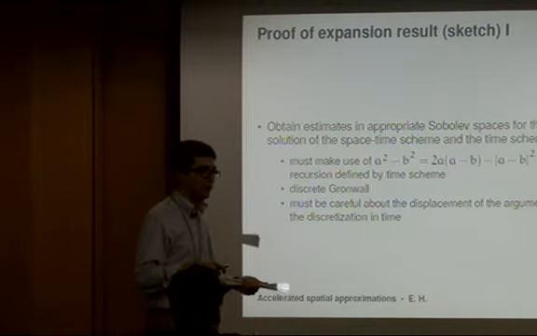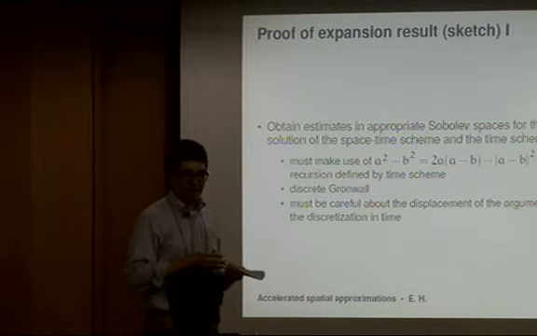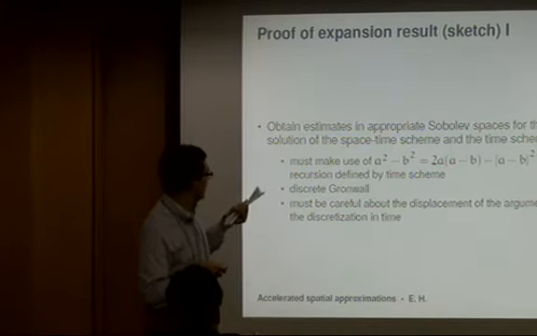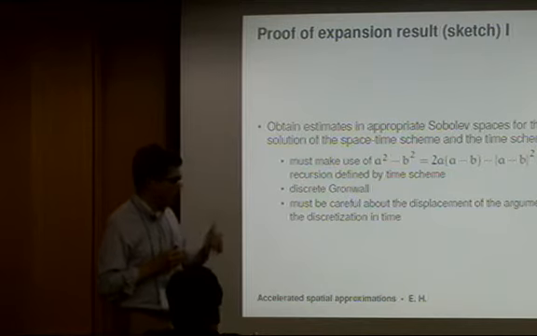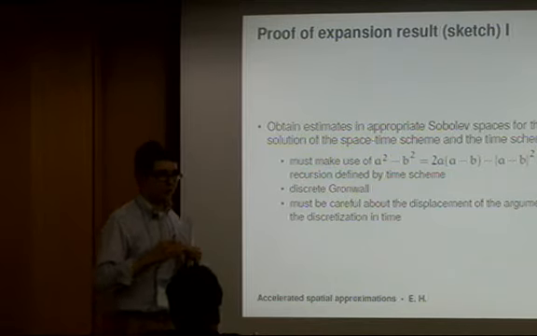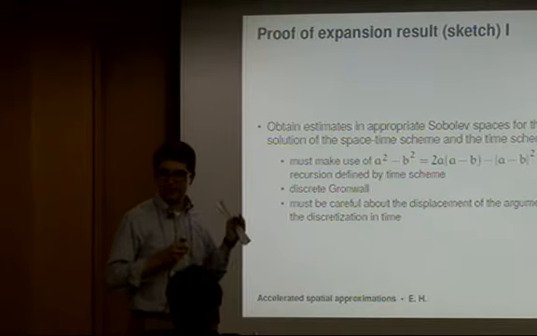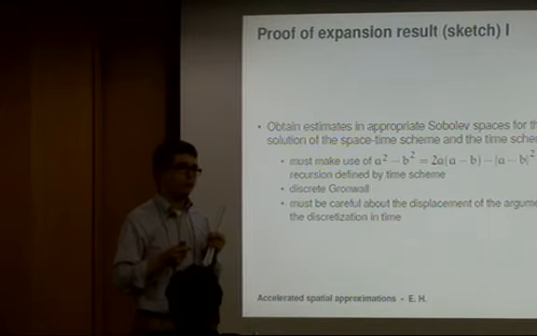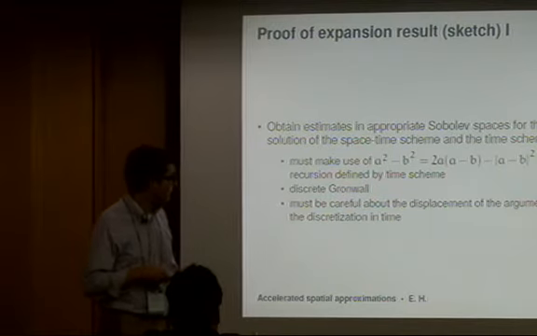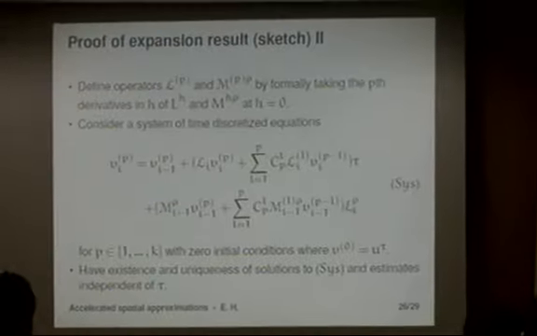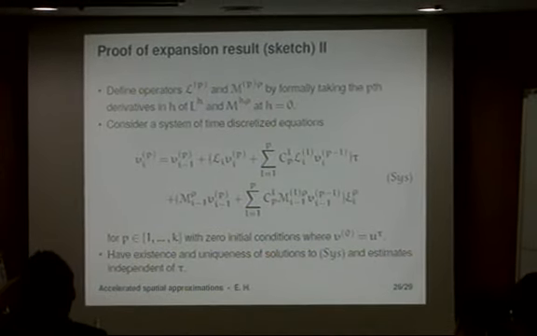And then, of course, we have to use slightly different tools to get these estimates. So we need to always worry about the displacement of the arguments that we get when we discretize in time. And as well, where Ishtvan used Gronwall lemma, we need some discrete version of Gronwall lemma, but nothing terribly complicated. Okay.